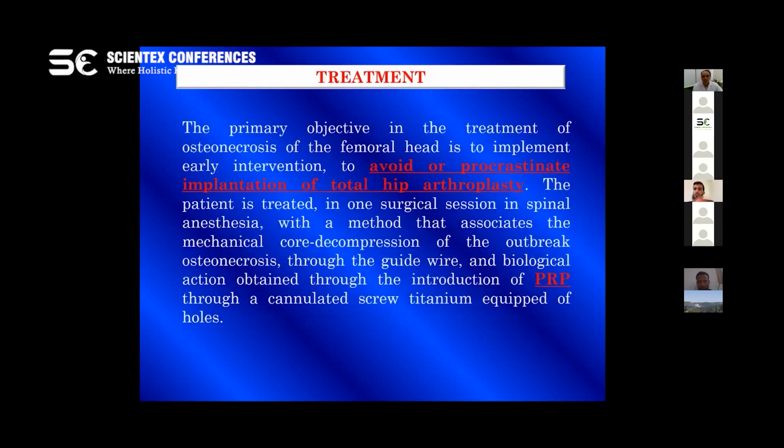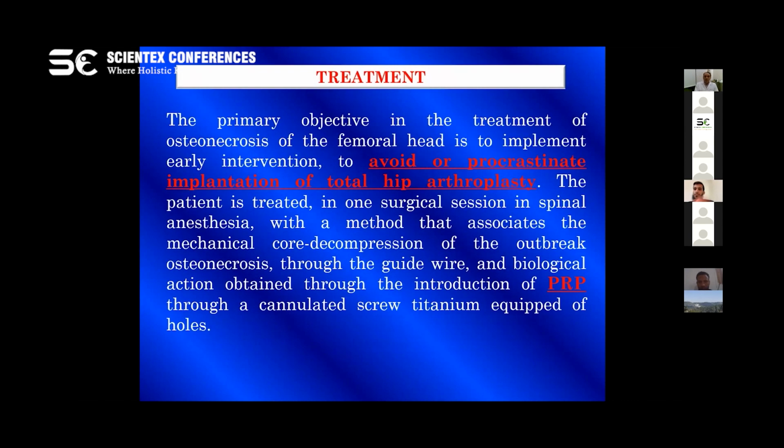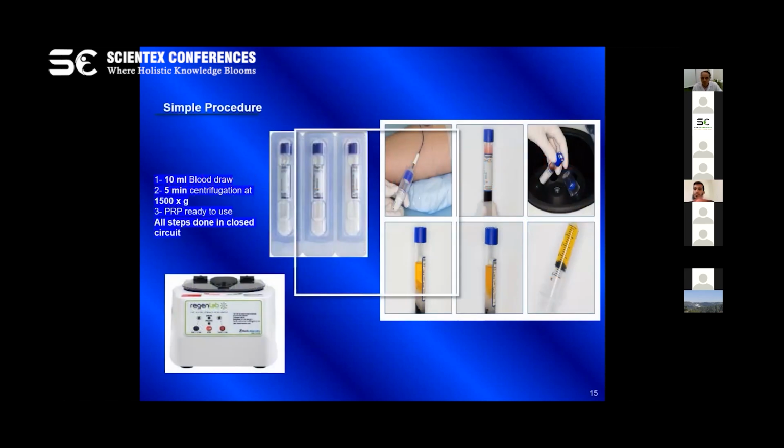So the primary objective in the treatment of osteonecrosis of the femoral head is to implement early intervention to avoid or postpone implantation of a total hip arthroplasty. The patient is treated in one surgical session with spinal anesthesia, with a method that associates mechanical core decompression of the osteonecrosis through the guide wire and biological action obtained through the introduction of PRP through a cannulated titanium screw equipped with holes. This is the PRP.